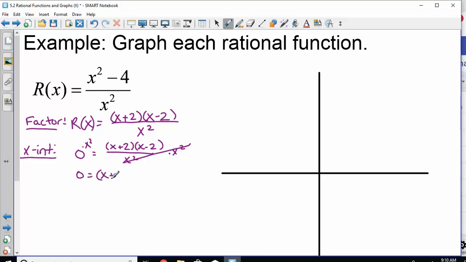So really, you could have just jumped straight to this. It's just what makes the top of the fraction 0. So what makes x plus 2 0? And x minus 2? 2. So our x-intercepts are 2 and negative 2. If you want, you can go ahead and plot those on your graph. Okay, hit the x-axis at negative 2 and positive 2. Twice.